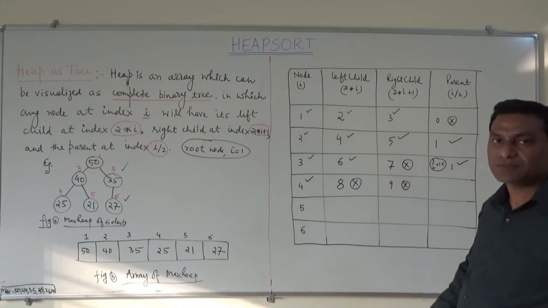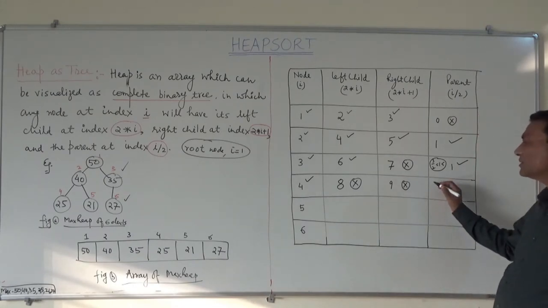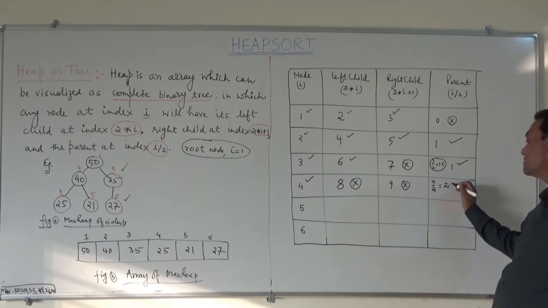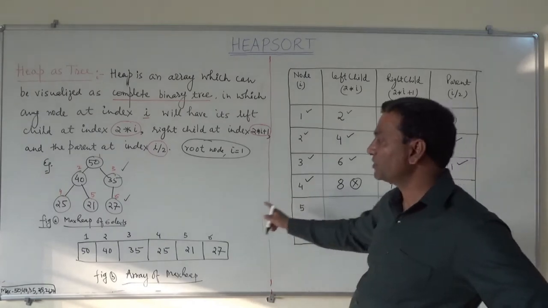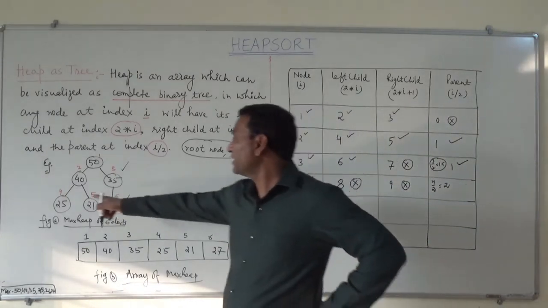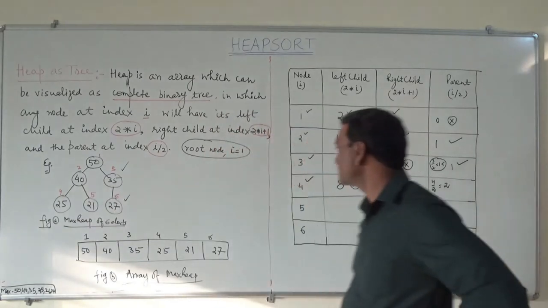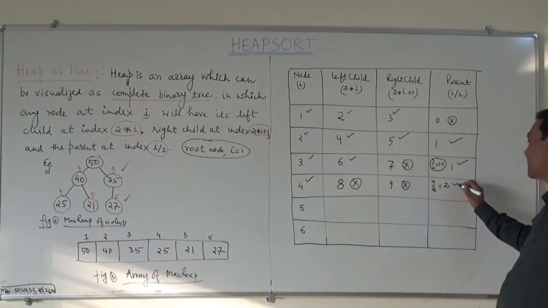Index 9 is also absent. Now its parent will be 4 upon 2, so this is 2. It means its parent is at position 2. Yes, this is 40. So it is verified.